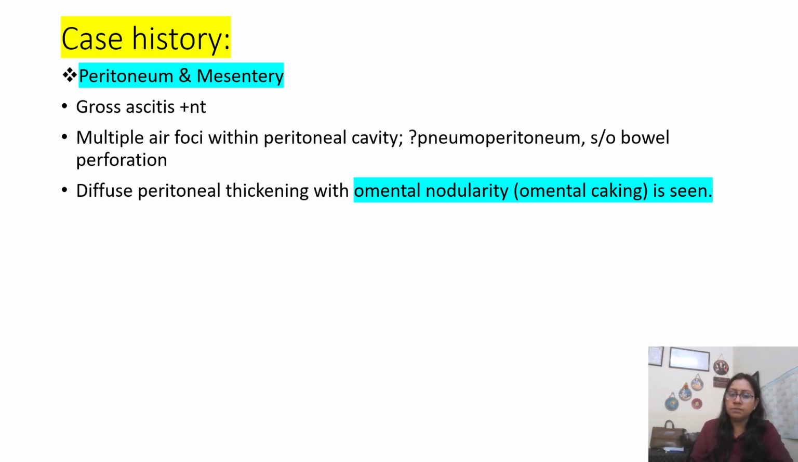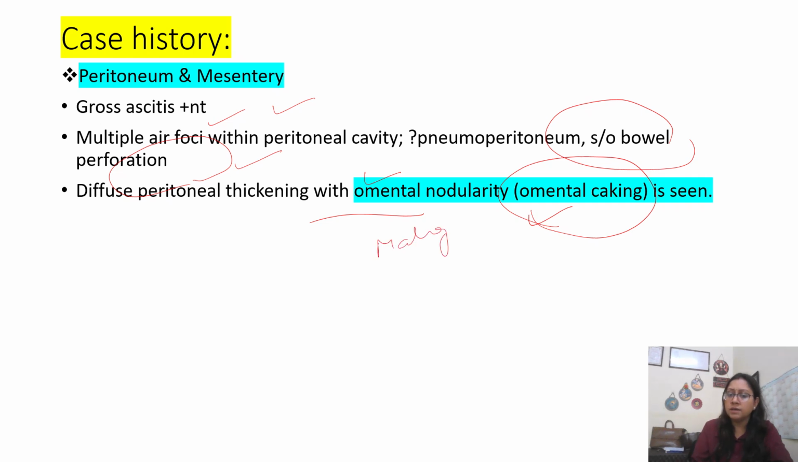And coming to the peritoneal and mesentery findings of CECT, the patient had gross ascites, multiple air foci within the peritoneal cavity suggestive of small bowel perforation. So she also presented with obstruction, perforation, peritoneal thickening, and there was also omental nodularity or omental caking. This is important because in CECT, omental caking is usually seen in a few conditions like malignancy, tuberculosis, infectious conditions also can cause this. So this case is overall a deceptive condition until we see the biopsy.